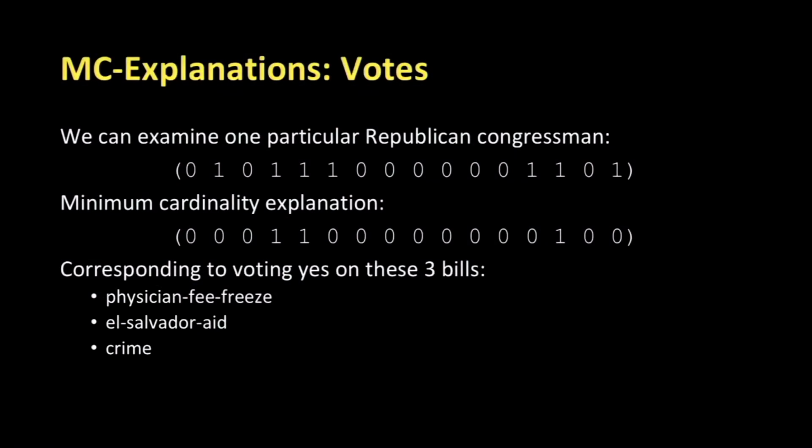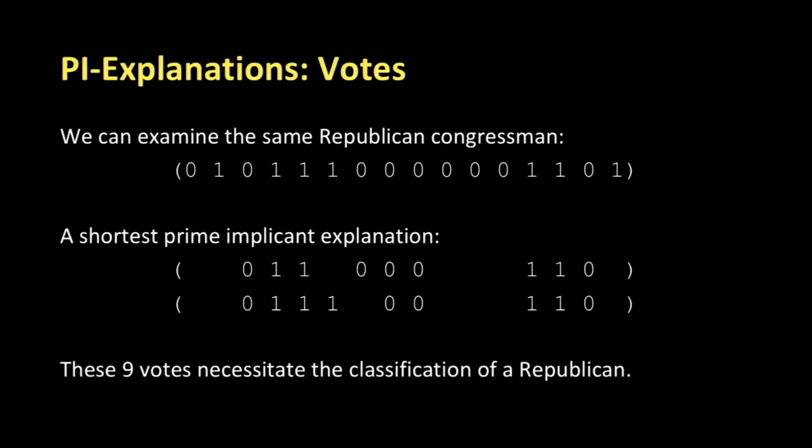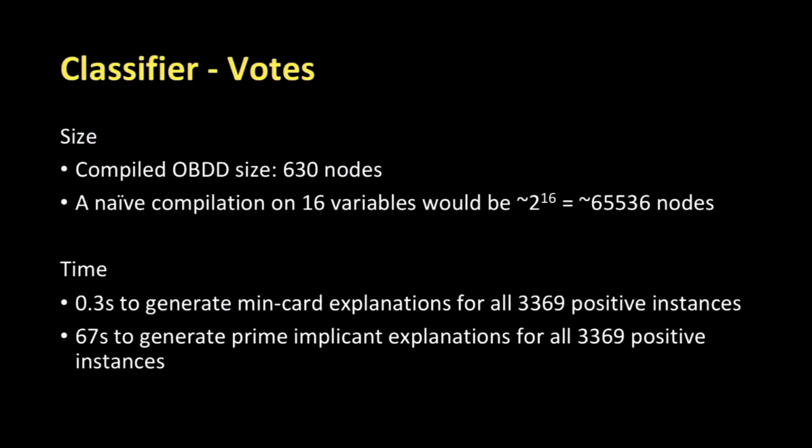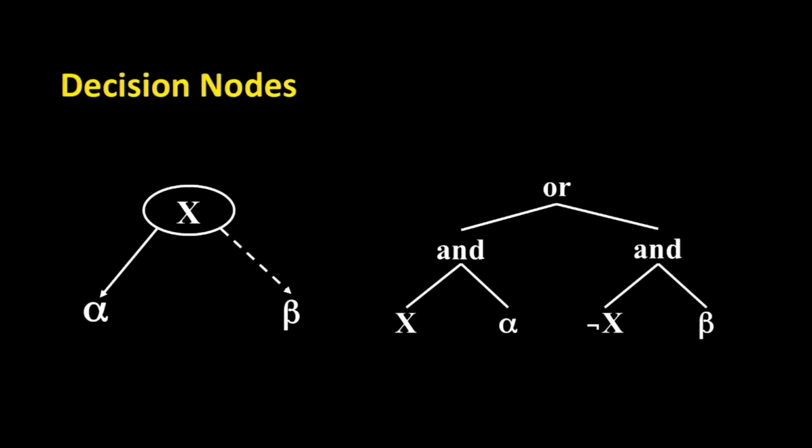And this is not a monotone classifier. There are further examples on PI explanations, 2 PI explanations, but I will skip that. I want to go to the last part just to give you a hint of how easy it is to compute these minimum cardinality explanations.